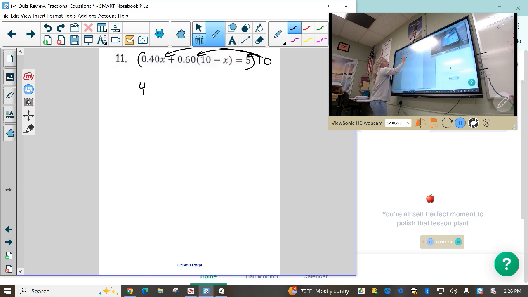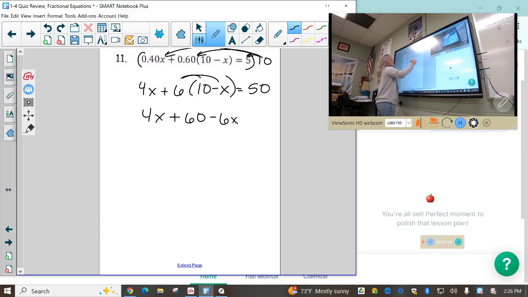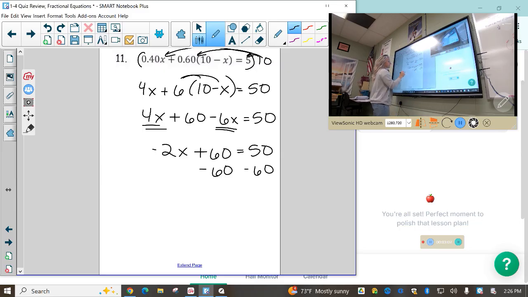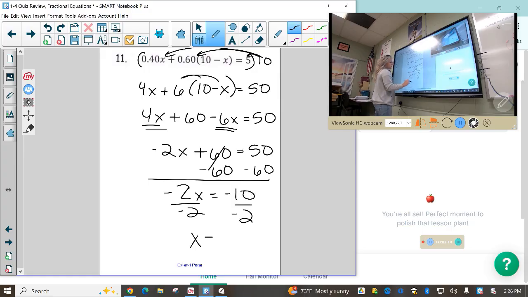So I have 4x plus 6 times (10 minus x) equals 50. Distribute your 6, so I have 4x plus 60 minus 6x equals 50. Combine your like terms, negative 2x plus 60 equals 50. Subtract 60. I'm left with negative 2x equals negative 10, divided by negative 2. X equals 5. I believe on your worksheet 4, number 11, the answer key was incorrect, so I wanted to make sure and give you the correct answer for that one.